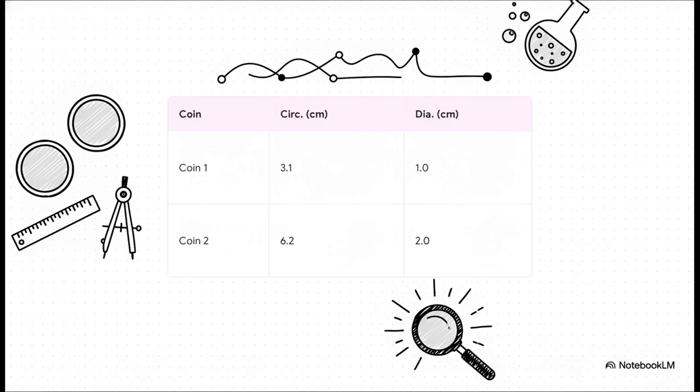Notice how the first column clearly identifies the object, coin 1, coin 2. The next columns have specific headings, with the physical quantity and the unit right there in parentheses. Circumference in centimeters, diameter in centimeters. Structuring it this way lets us instantly compare the data and hunt for patterns, which is the very essence of scientific discovery.